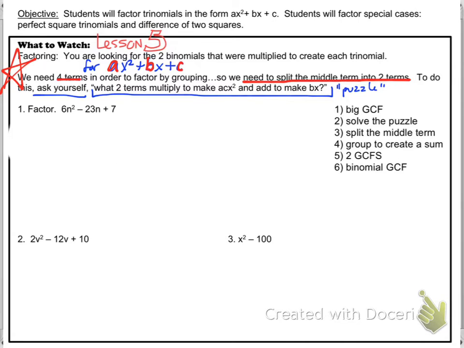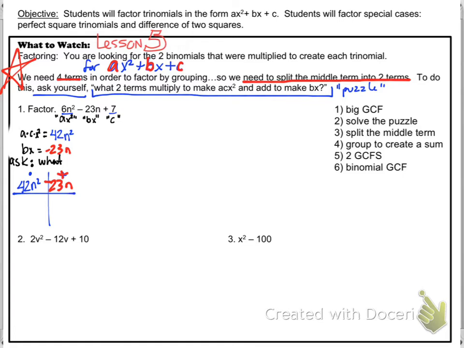Okay, so if I give you this problem, this is what I'm thinking. Our first term is 6n squared, 7 is our third term. Multiply those, it gives me a 42n squared. And then the middle term is the bx, or the negative 23n. You'll hear us refer to this as the AC term or the b term, negative 23n. So I've got to solve this little puzzle. What will multiply to 42n squared and add to negative 23n?